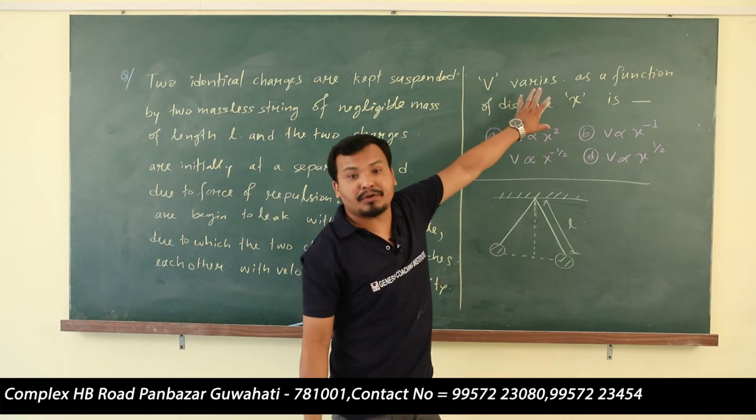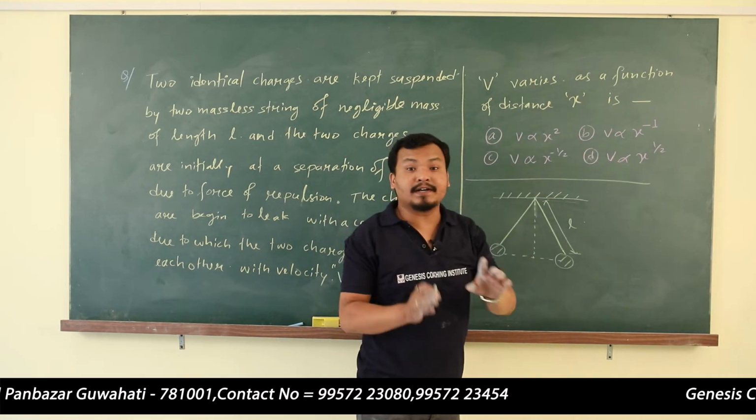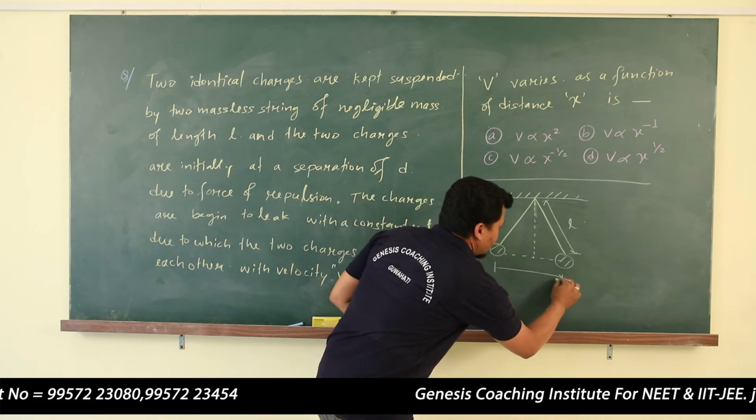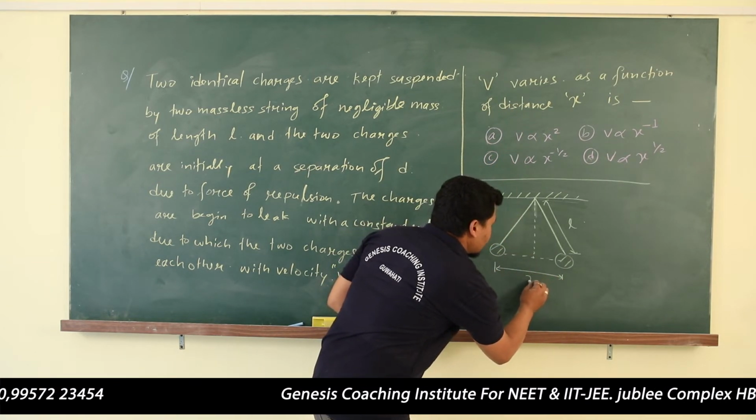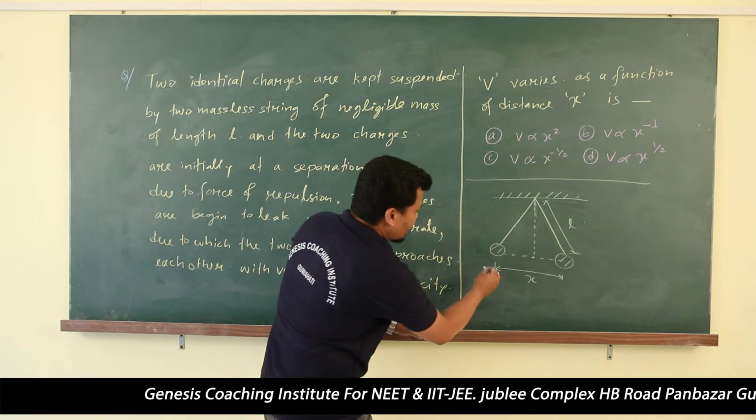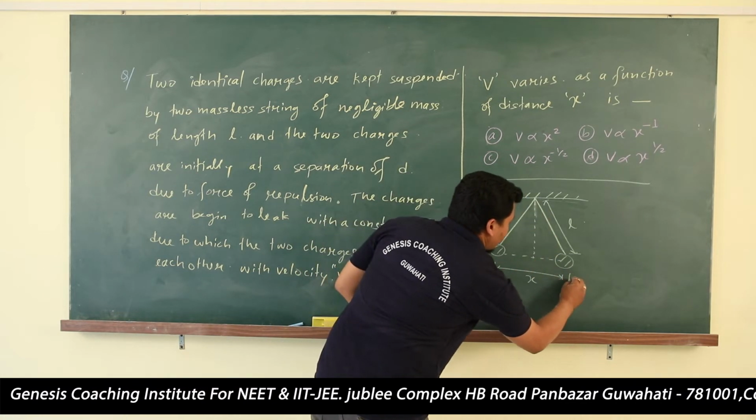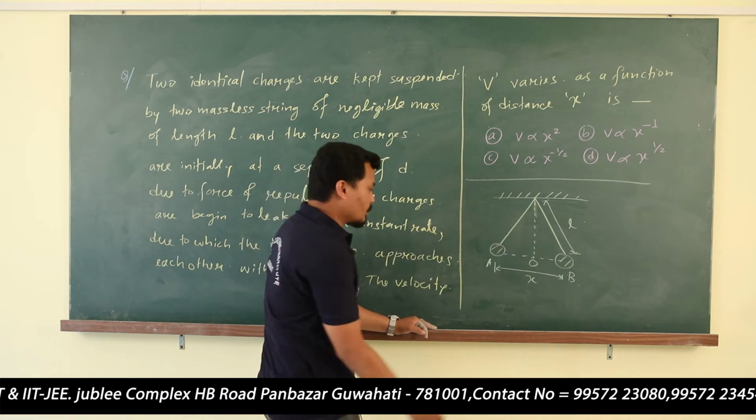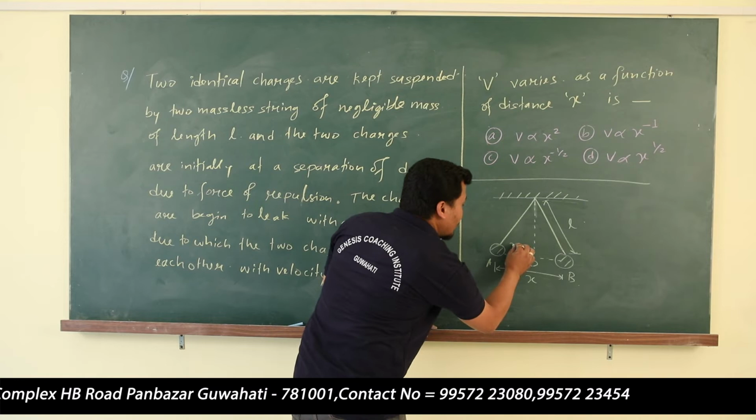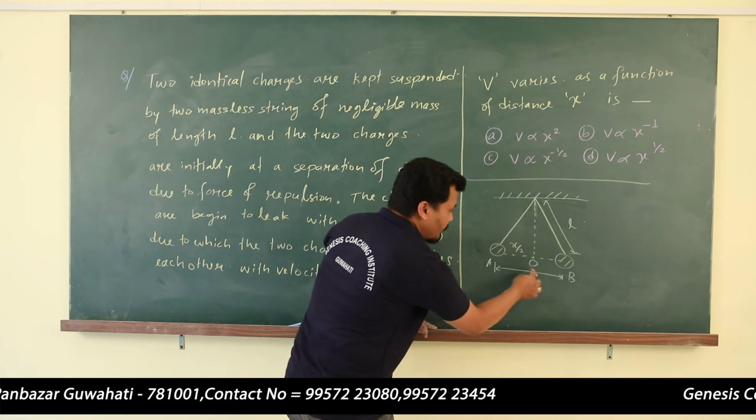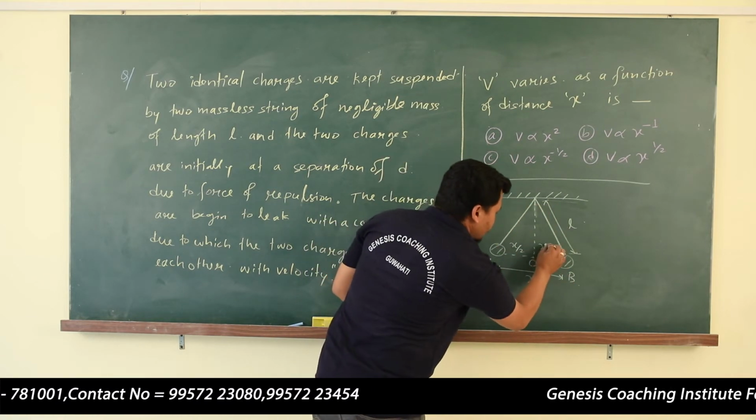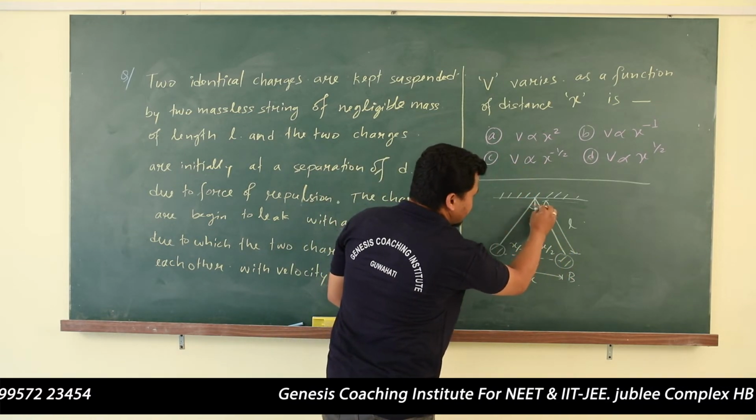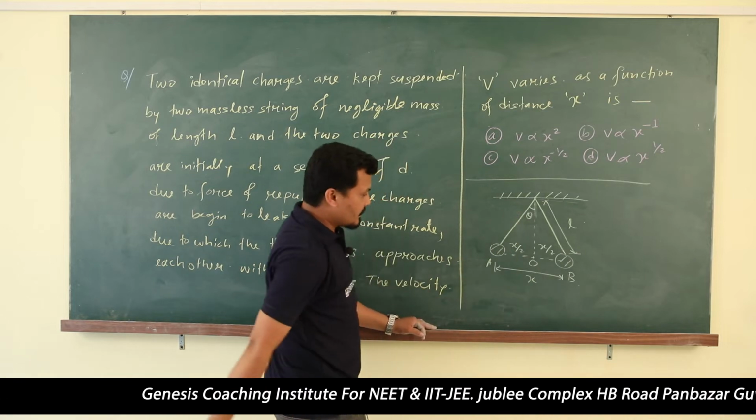Let the separation between the two charges after discharging be small x, which is given in the question. If the distance from A to B is x, then the midpoint is O. So from A to O it is x by 2, and from O to B it is also x by 2. Let this angle be theta.